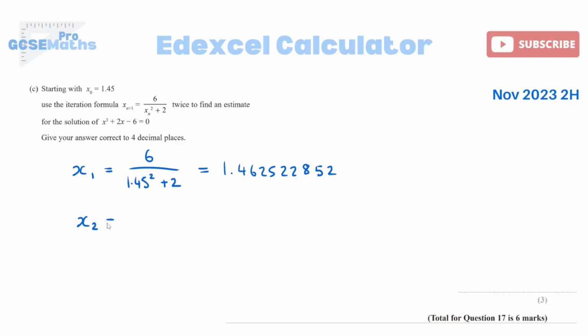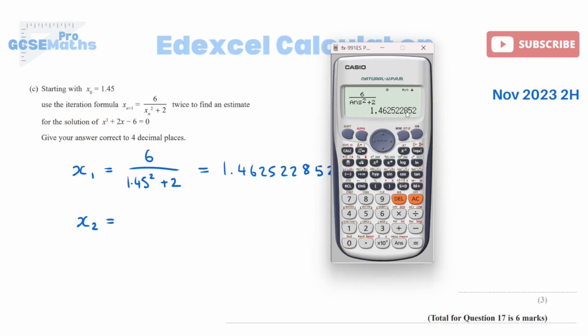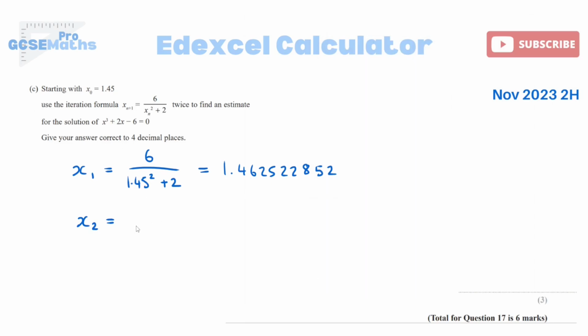Then for x2, all I need to do, so get your calculator back, then you just press equals one more time. Now it doesn't look like it's changed, but if you actually compare it, it has. It's obviously going to be a similar number, but now this is x2. If you needed to do it 3 times, you'd obviously press the equals button 3 times. So for x2, I've got 1.44963497. Again, I've just written all of them.